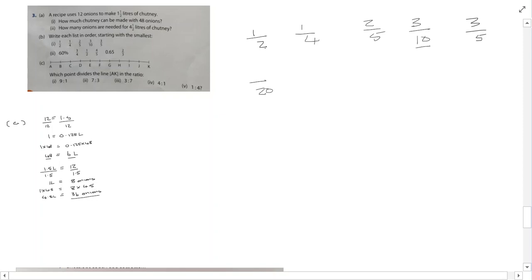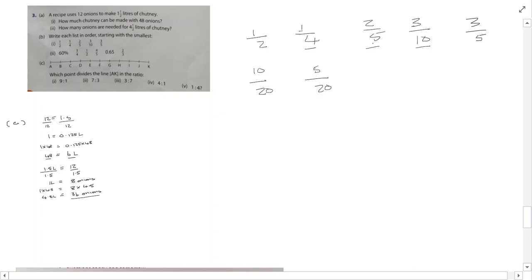So what do we have to do to 2 to change it to 20? We have to multiply it by 10. So what do we have to do to the 1? We have to multiply the bottom by 10, then multiply the top by 10. So that's going to be 10/20. For 1/4, how do we change this 4 to 20? We multiply it by 5. So that will become 20, and then we have to multiply the top number by 5 as well. So it's 5/20.